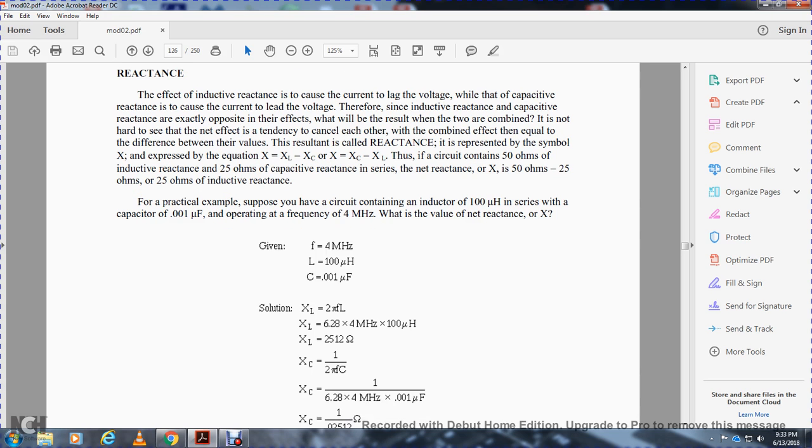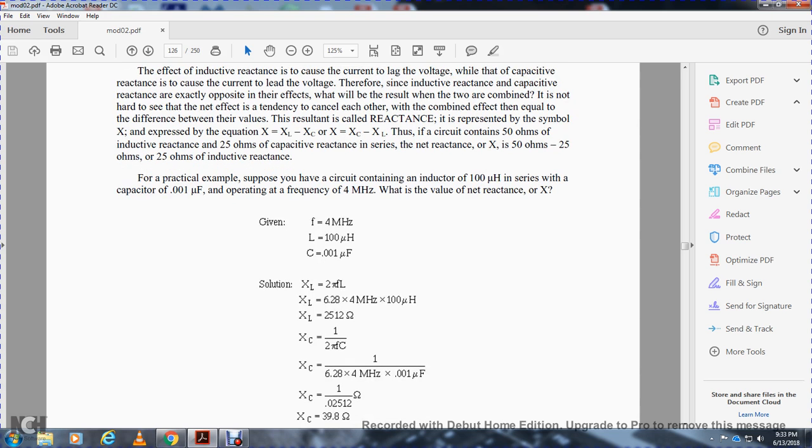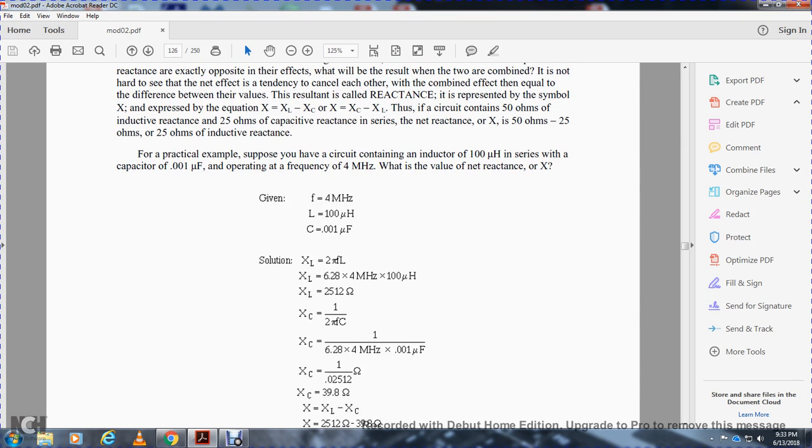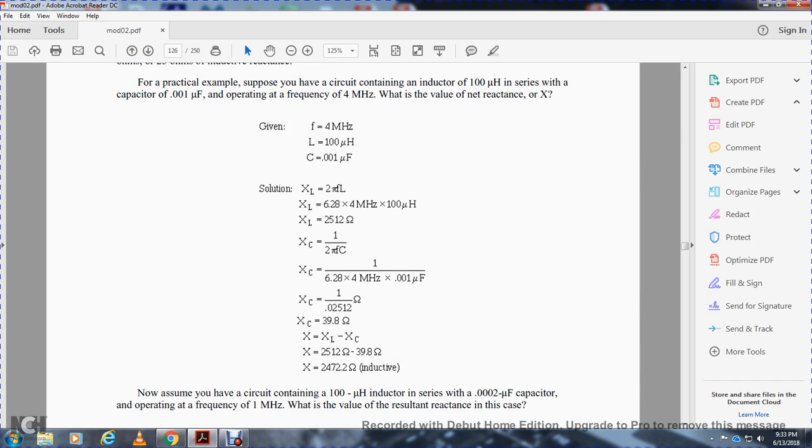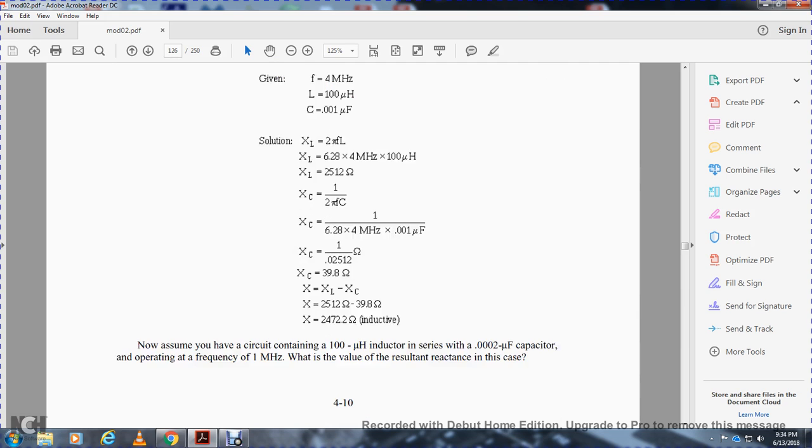Your capacitive reactance is 1 over 2 times pi times the frequency times the capacitance, which gives you 1 over 0.2512, or 39 ohms. And then you subtract the capacitive reactance from the inductive reactance, and you get 2472.2 ohms of inductive reactance.